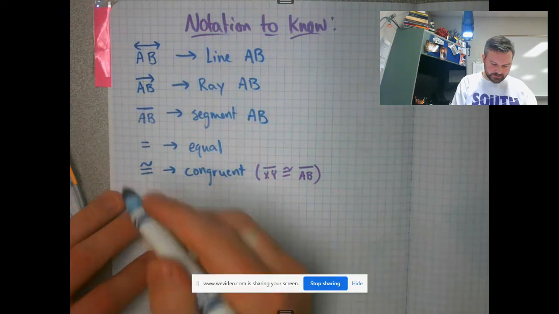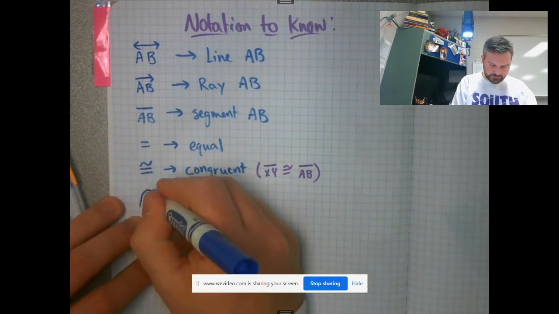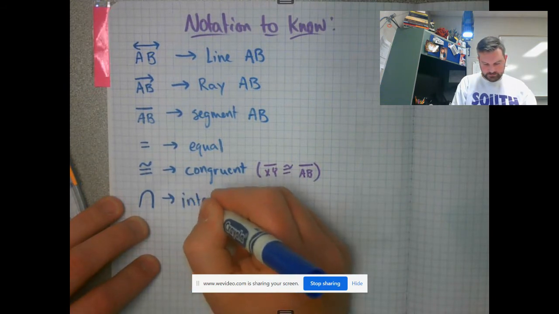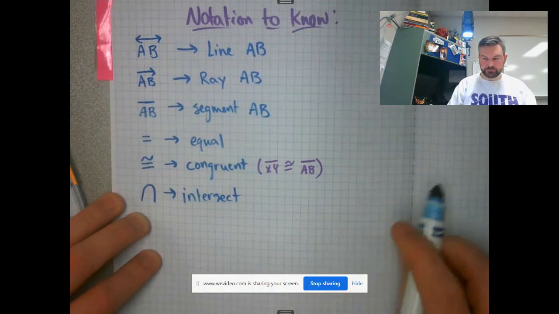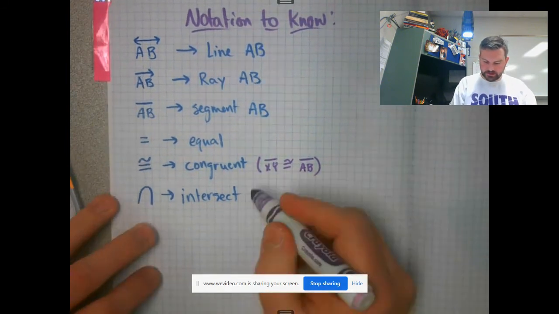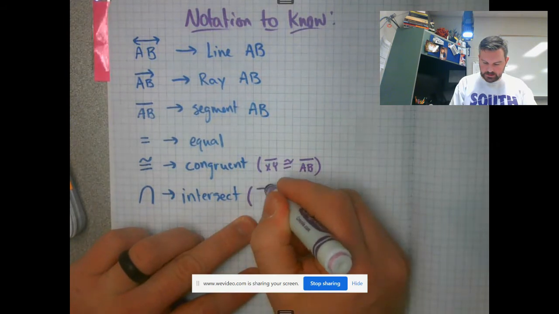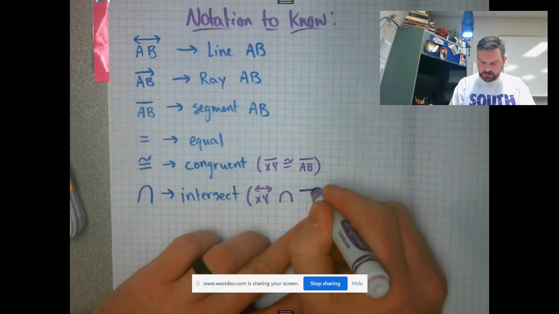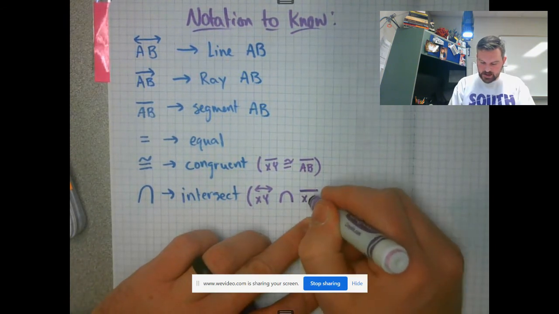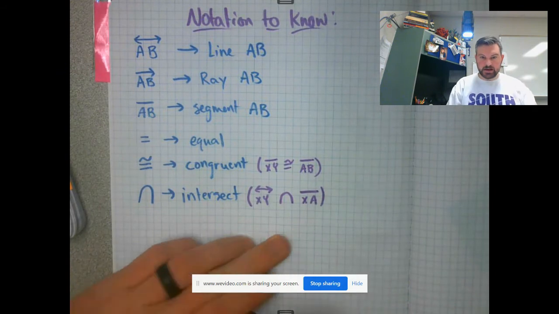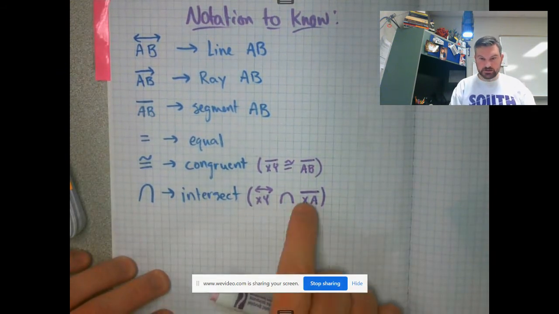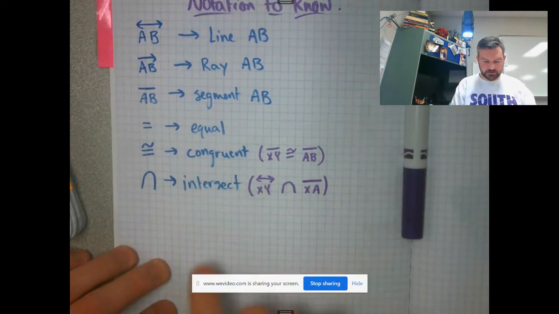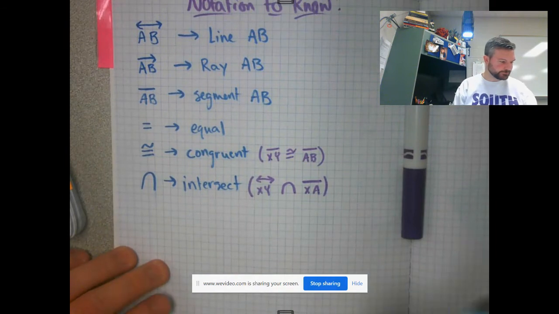Okay, we have this symbol, which means intersect. So you could say something like line XY intersects segment XA. Okay, and actually with this one, I know that they intersect at point X because both of those have X in it. So intersect, kind of an upside down U.